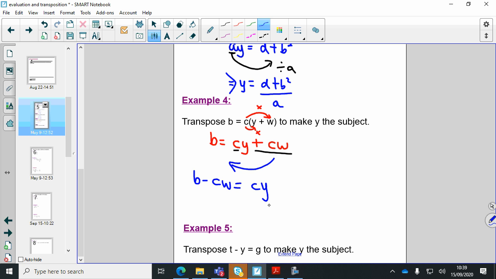Okay, and now what we need to do is bring this c across. The c is multiplying the y, so when that comes across, that is now going to divide the whole left-hand side, like so. And you would just leave it like that. Okay, and again, if you want to write it the other way around, with just the y on the left-hand side, that's absolutely fine. But either is fine.